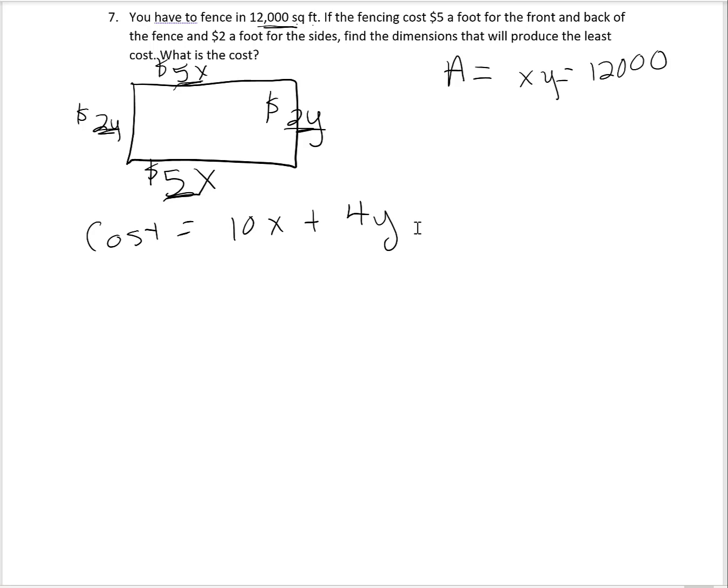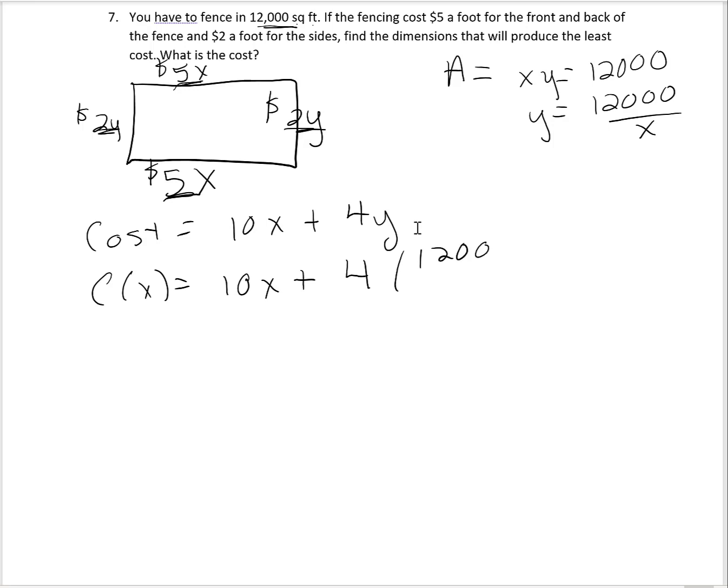So we want to go back to the area that was xy equals 12,000, and let's solve for y till we have 12,000 over x. That way I can make a cost function that's only in terms of one variable. So I have 10x plus 4 times 12,000 over x. We can simplify that just a little. This is 10x. 4 times 12,000 is 48,000.